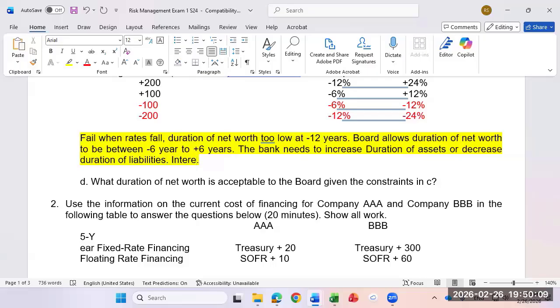Interest rate swap. So we're focused on the liability side. We want the liability duration to be shorter. To be shorter, do you start with fixed and end up with floating, or start with floating and end up with fixed? Which one's going to reduce the duration of liabilities? Start with fixed, go to floating. Start with floating, go to fixed. Fixed to floating.